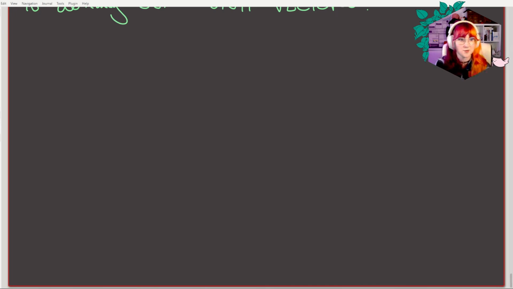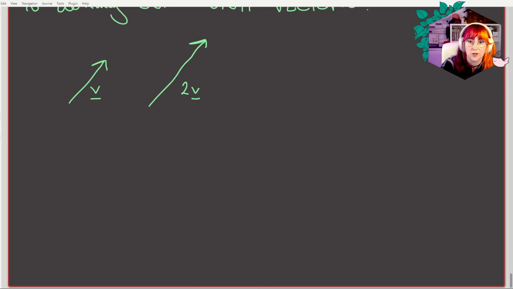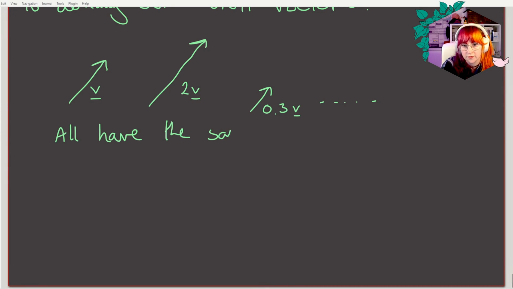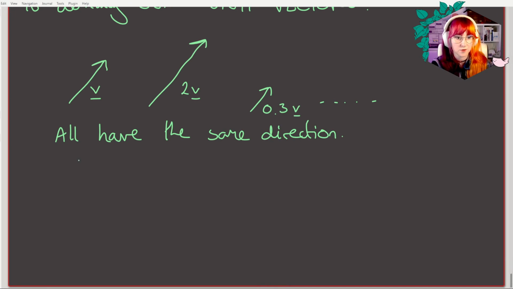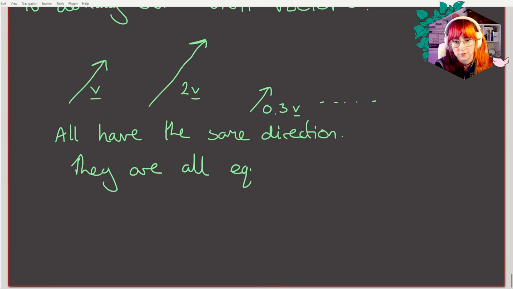So, as I was saying, if we have a vector v, but we also have vector 2v, and we also have vector 0.3v, and so on and so on. We have all of these vectors, but they all have the same direction. Then what we can say is that they are all equivalently some scalar value lambda times v hat.